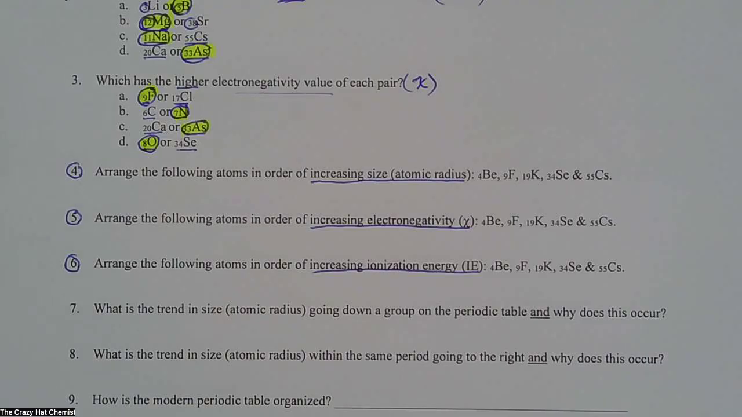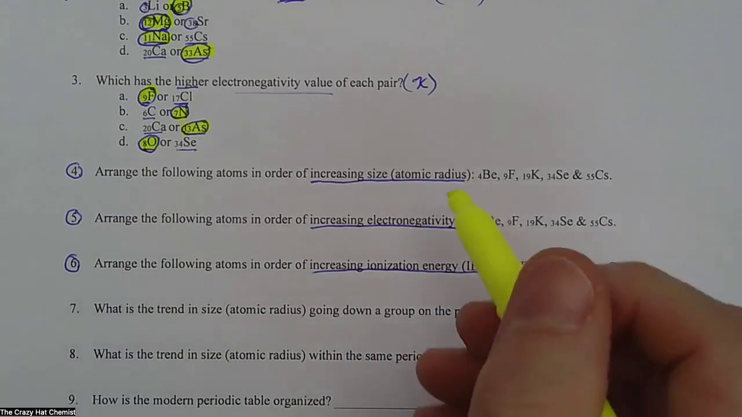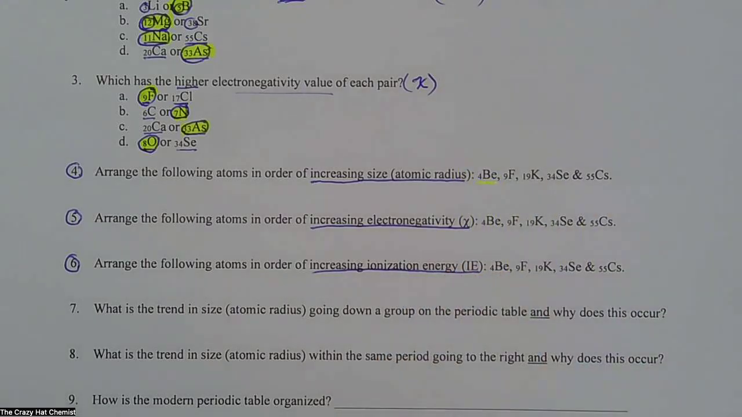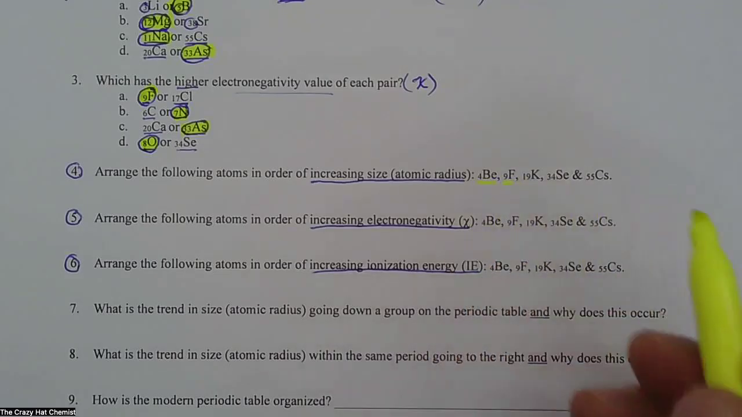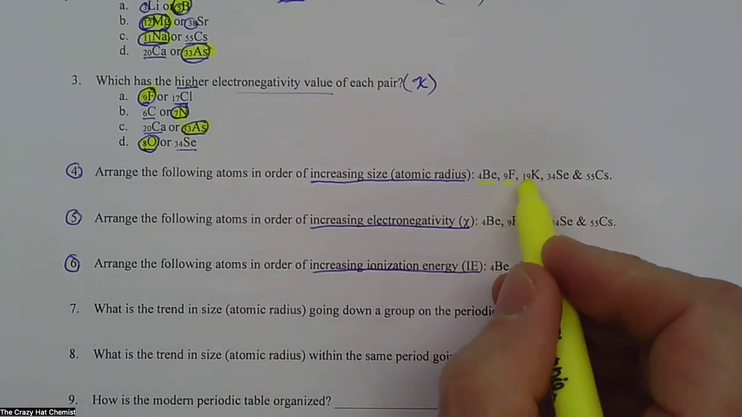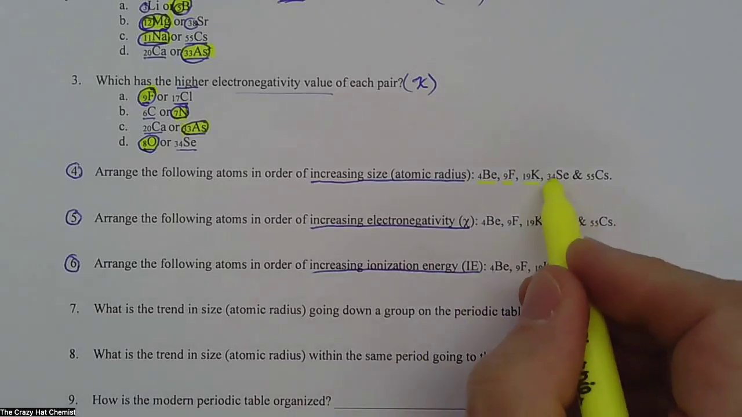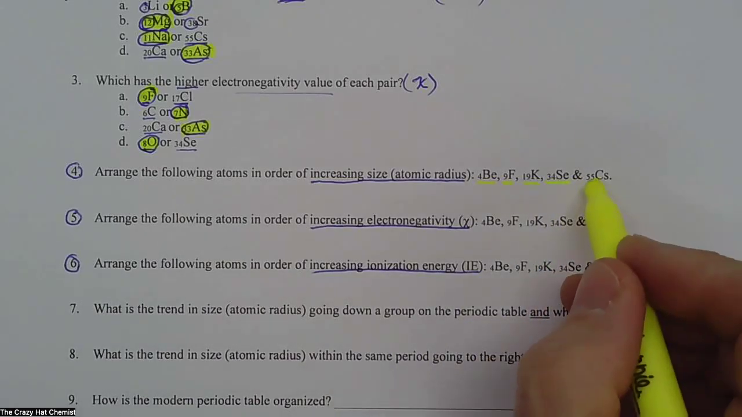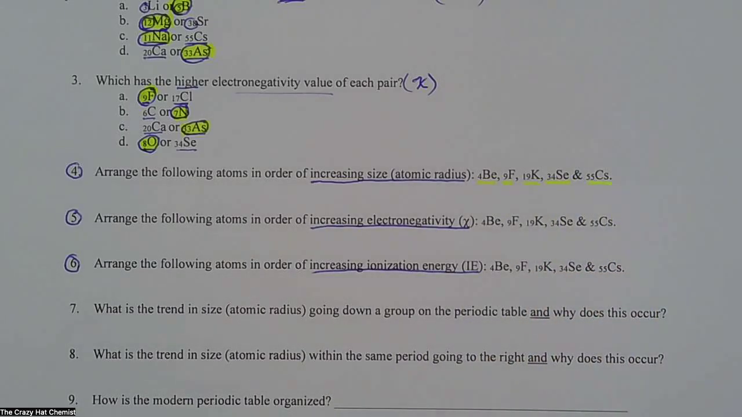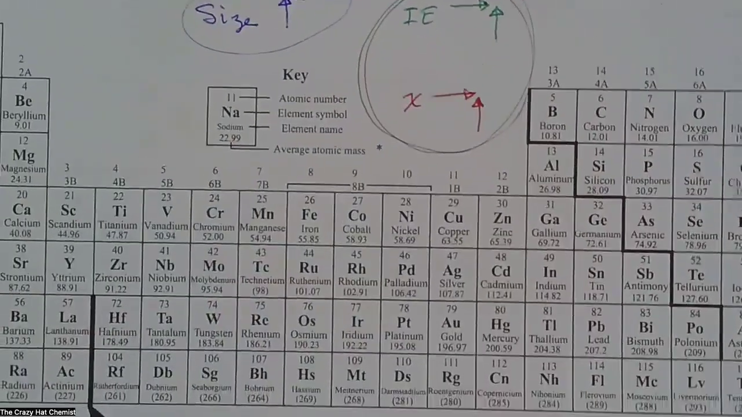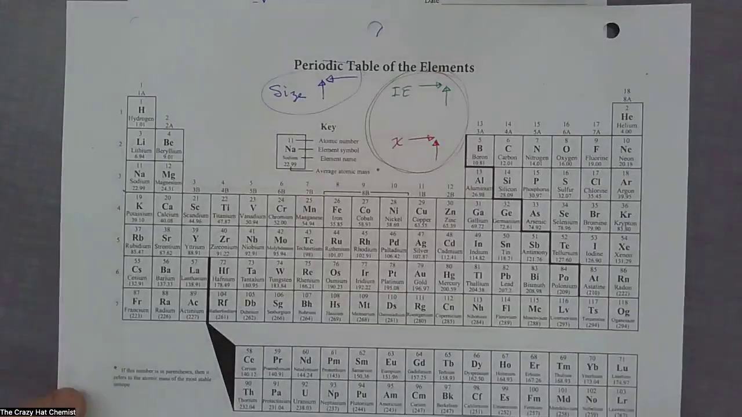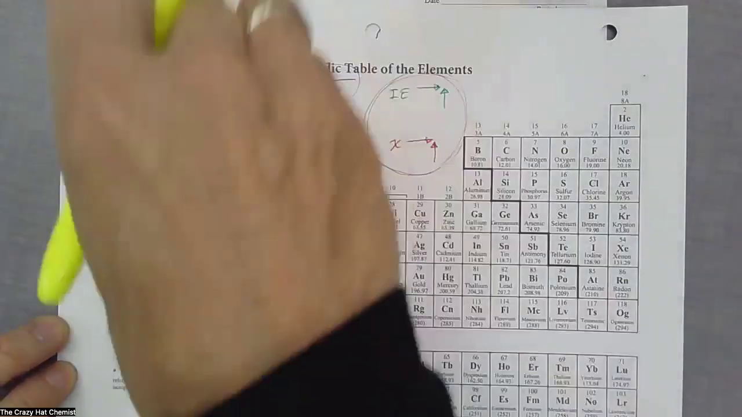So I'm going to highlight these elements. The first one is beryllium, element number 4. Then fluorine, element number 9. Potassium, number 19. Selenium, number 34. And cesium, number 55. Let's find all 5 of those elements here. So we got our periodic table. We're going to zoom on out, so we got the whole thing here.